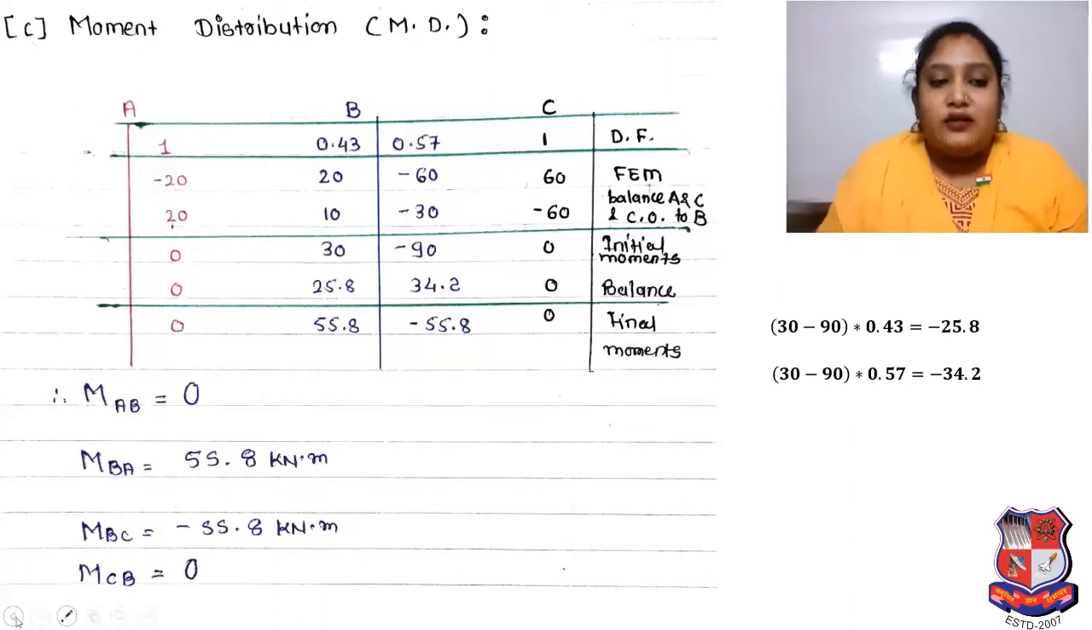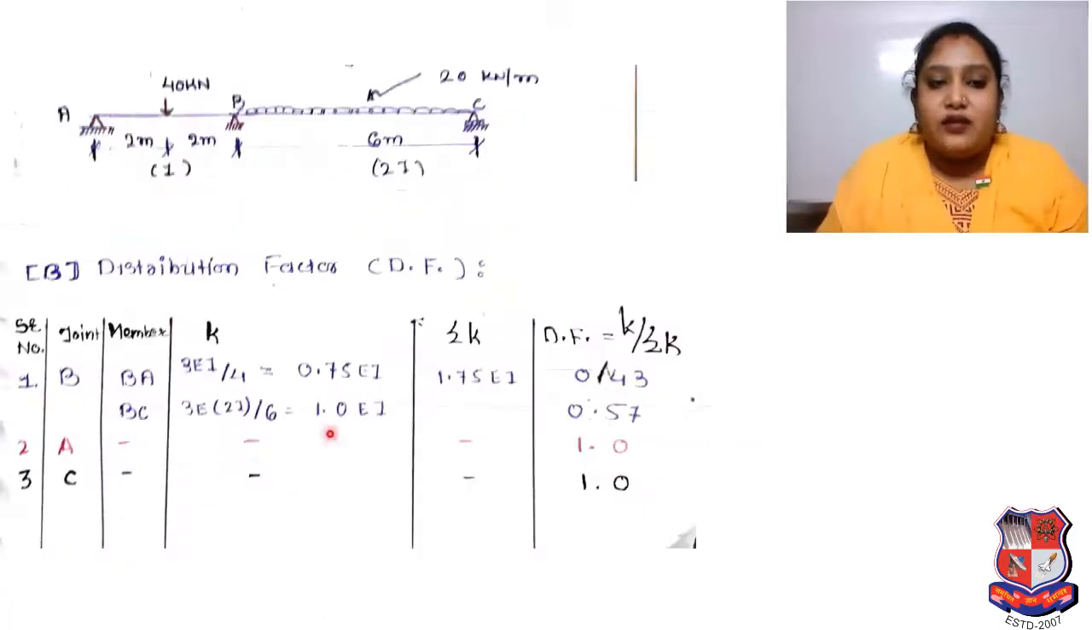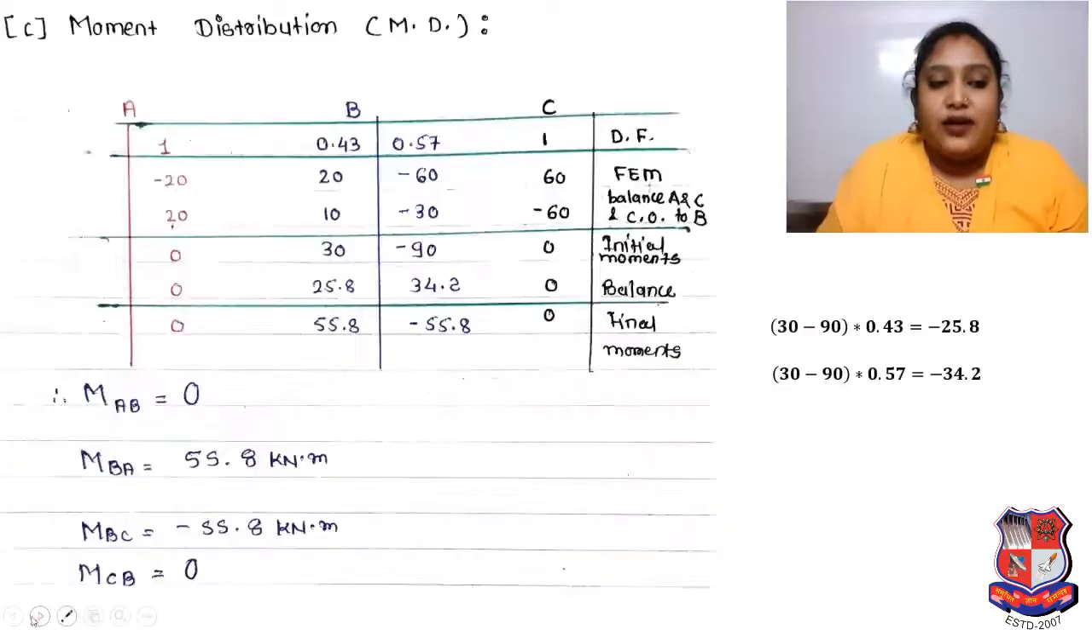That you can decide from the previous table. Okay, whatever distribution factor you received from the calculation, you have to mention in that table. Okay, so for BA portion it was 0.43, for BC it is 0.57, and at the end it is 1. So as per your calculation, whatever you received, that you have to mention over here. Okay, so it is your distribution factor.